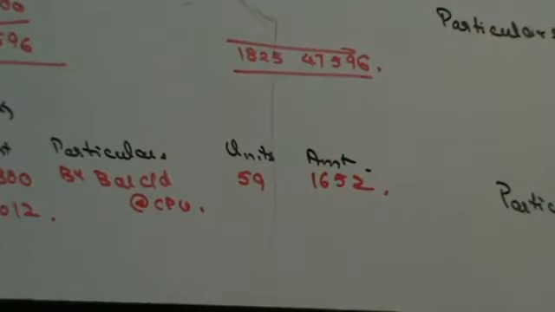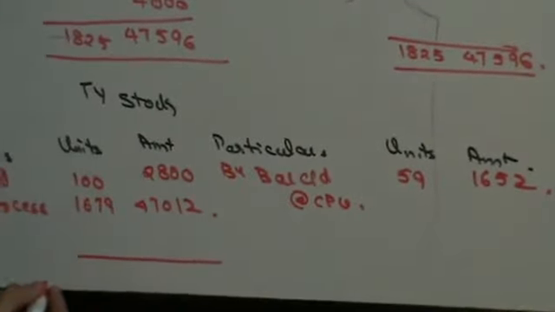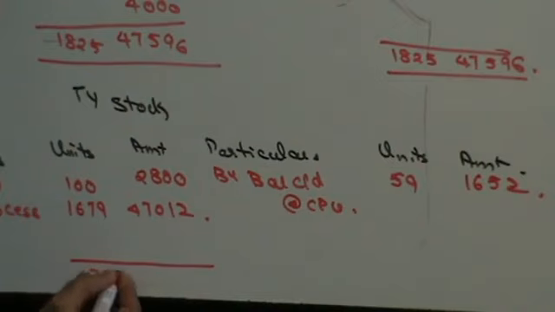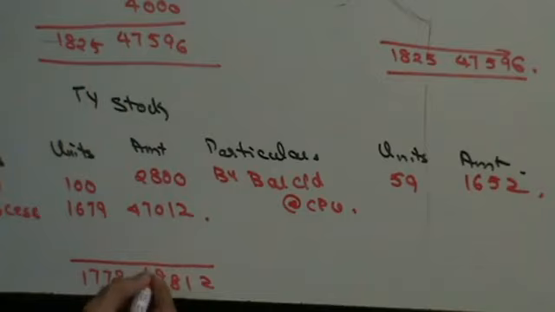Right? Now let's tally this. There's going to be a slight difference in this tally. This is 1779. This is 21,894.